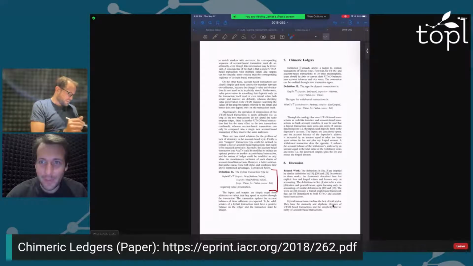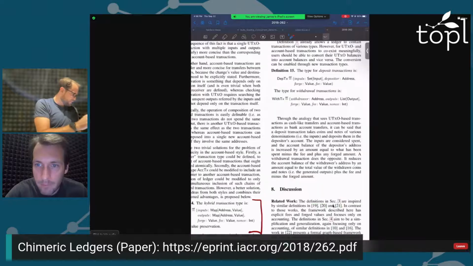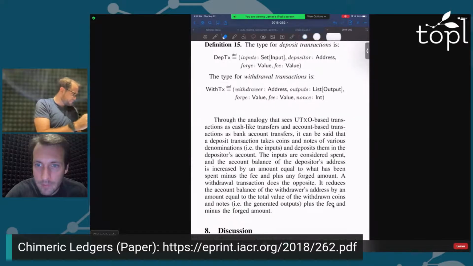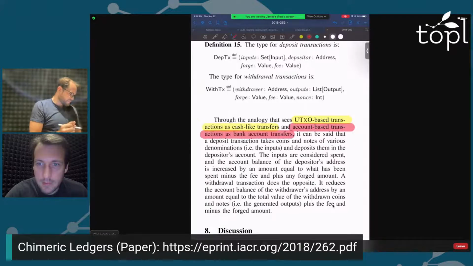And then for chimeric ledgers, we have a set of deposit and withdrawal transactions. And I think the analogy is that one is a special... Yeah, dude. Oh, I love this. This is exactly what I want to do too. Like this exact idea: UTXO-based cash-like transfers and account-based, like bank account transfers. Yeah, like using a credit card, right?